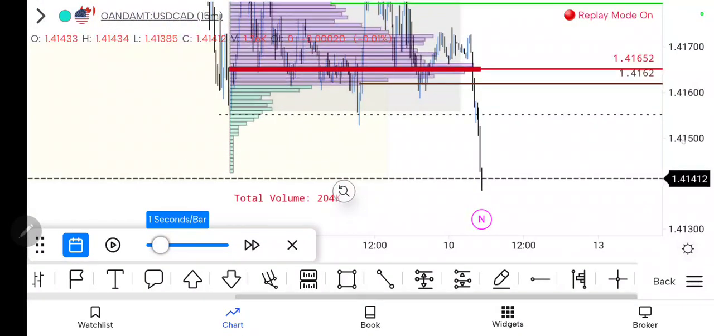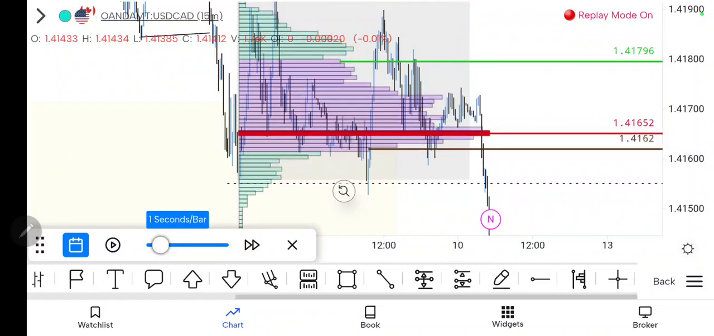Remember, in the previous videos I told you that this purple zone here is our value area. The value area shows where 70% of the trading activity happened. Now we have our VPOC here, which shows the price level in our value area with the most traded volume.